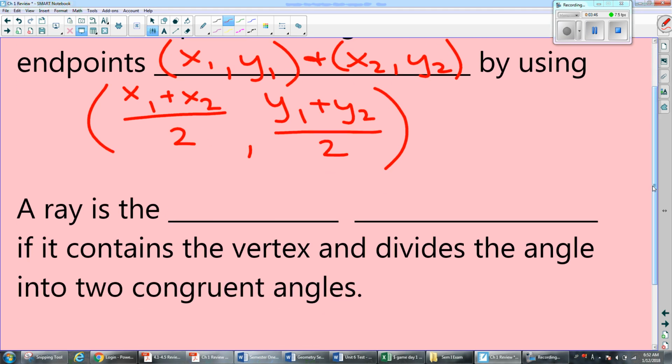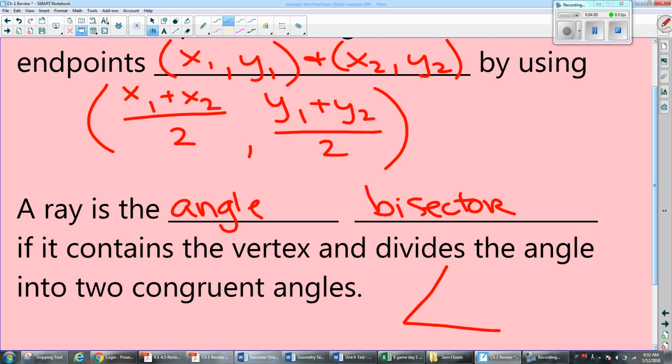Right, here's an angle bisector definition. So a ray is the angle bisector if it contains the vertex and divides the angle into 2 congruent angles. So if you want to draw a picture, here's my angle. Here's my angle bisector because it's splitting this angle into 2 congruent angles.